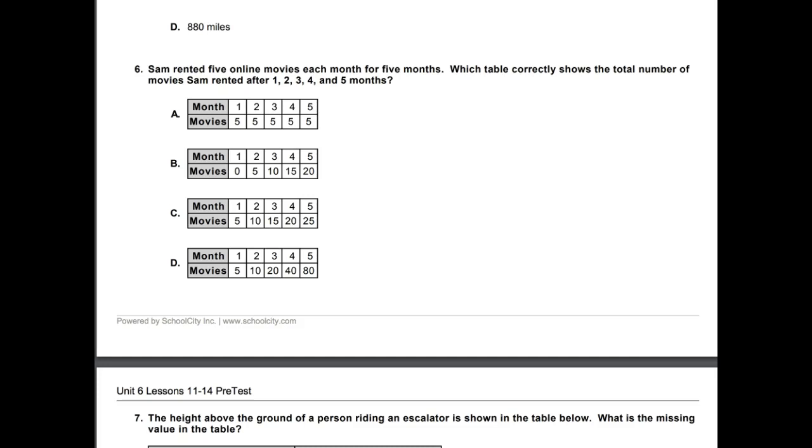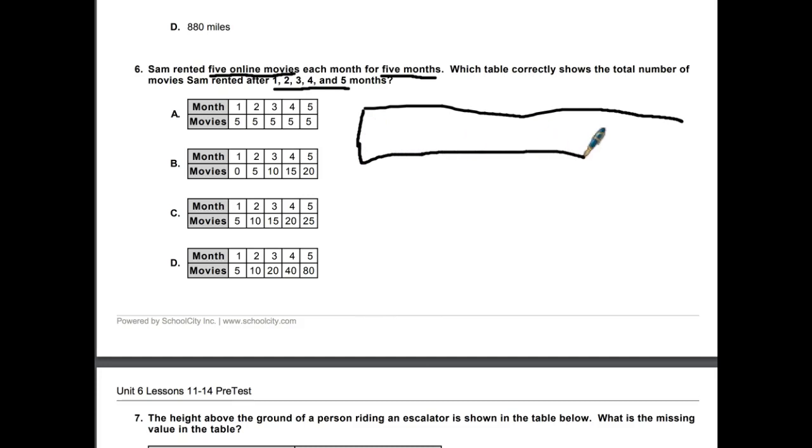Okay, so for 6, Sam rented 5 online movies each month for 5 months. So 5 online movies each month for 5 months. Which table correctly shows the total number of movies Sam rented after each of these months? So again, we're not going to just look at those to figure out what it should be. We're going to create our own table.